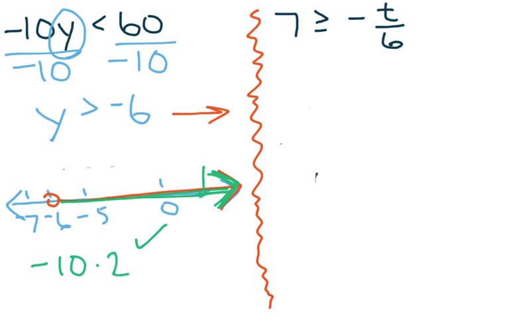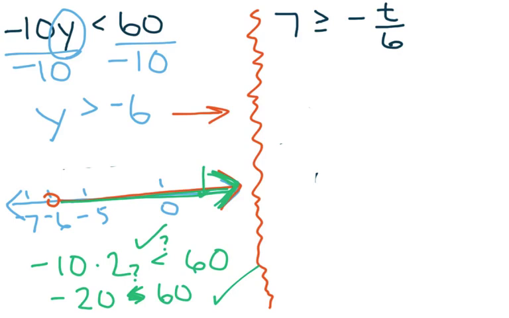So -10 times 2, is it less than 60? All right. -10 times 2 is -20. Is it less, oops, I'm sorry. Is it less than 60? Yes, it is. And so -20 is less than 60. There we go. We're correct. Okay. Go ahead and do this problem on your own. Pause the video if you need to. And we'll talk in a second.